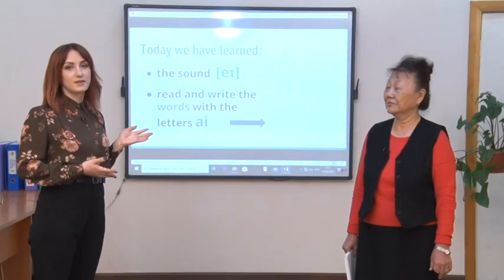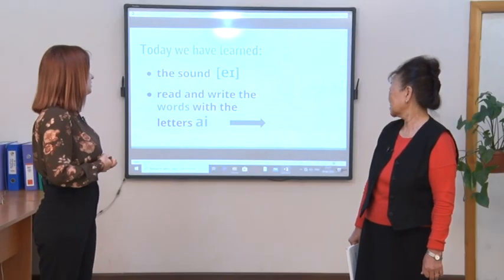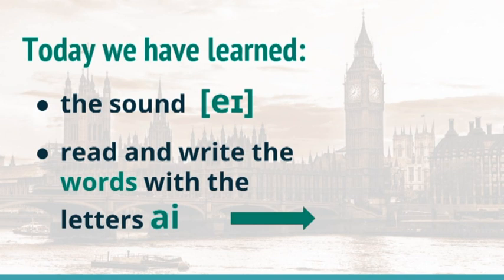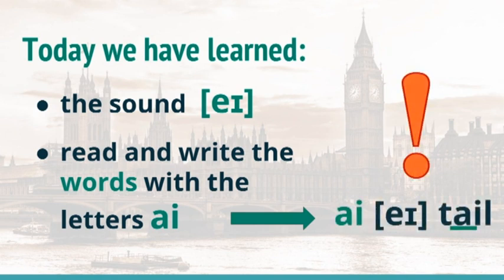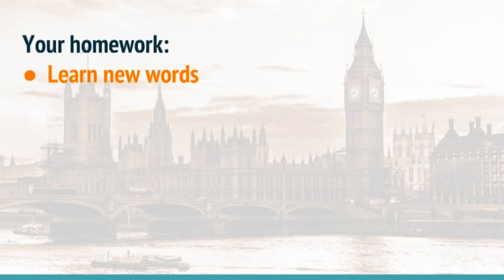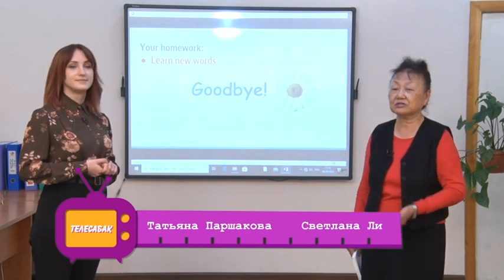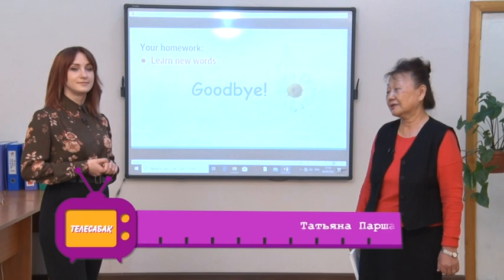Yes. Let's summarize our lesson. Today we have learned the sound A, which helps us to read some words and write them with the letters AI, which give what sound? A. You are right. For example, tail. Don't forget about it. And your homework will be to learn these new words with the letters AI, which pronounce A, by heart.